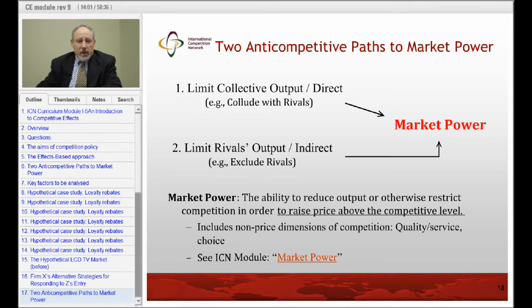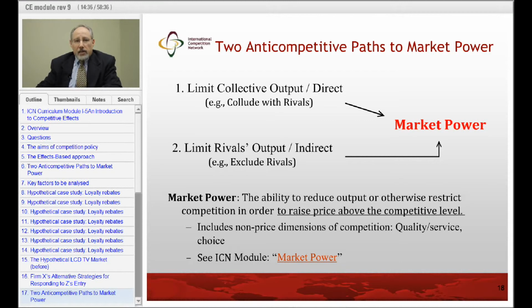Market power in an anti-competitive sense can be established through collusion. That's the scenario in which X colludes with Y and Z to raise price. And what they would do is collectively restrict their output. But X can also achieve the same result, the ability to exercise market power, by perhaps impairing or completely excluding Z from the market. In that sense, it's restricting Z's output, which might achieve the same result, market power, as we see in this slide.